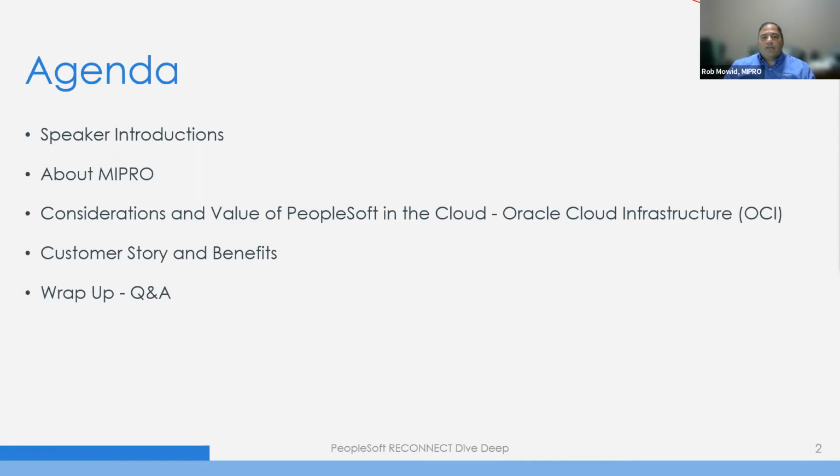And then we're going to transition from there into a customer story, talking about the state of Oklahoma, their experience in moving from on-premise to the OCI environment, and some of the benefits they saw, and then we'll wrap up with any questions that you may have.